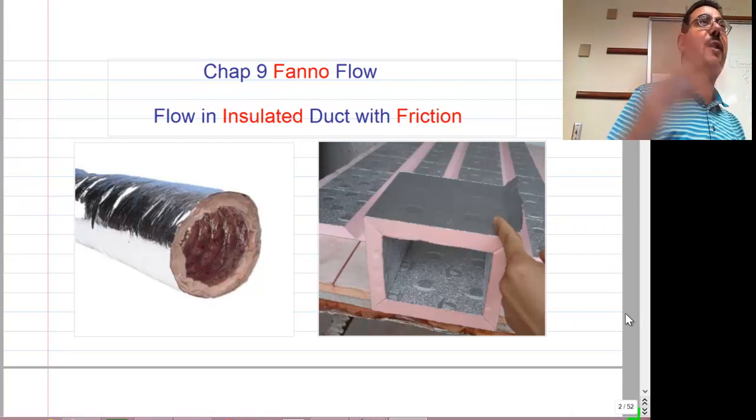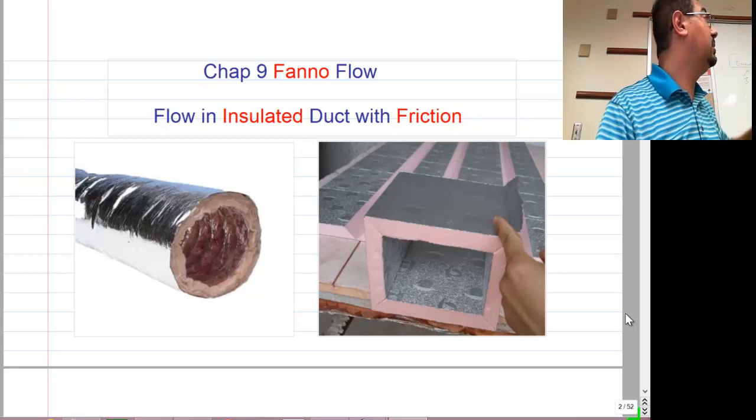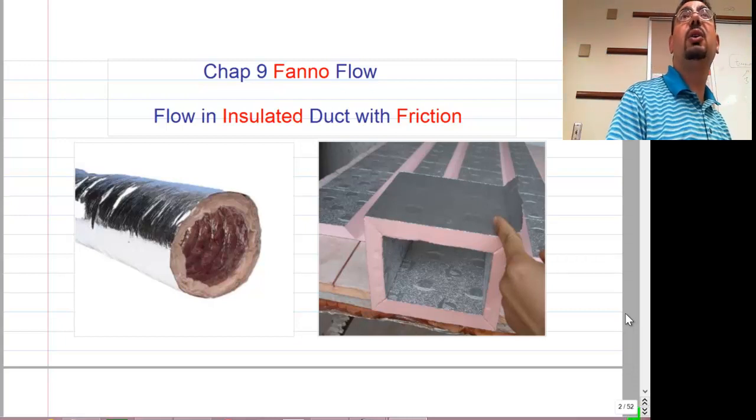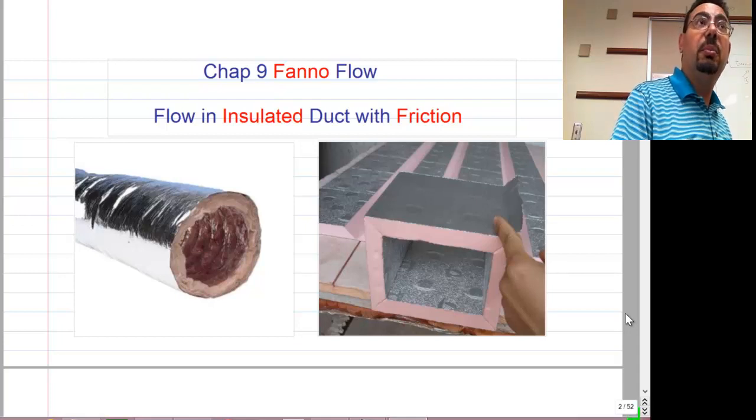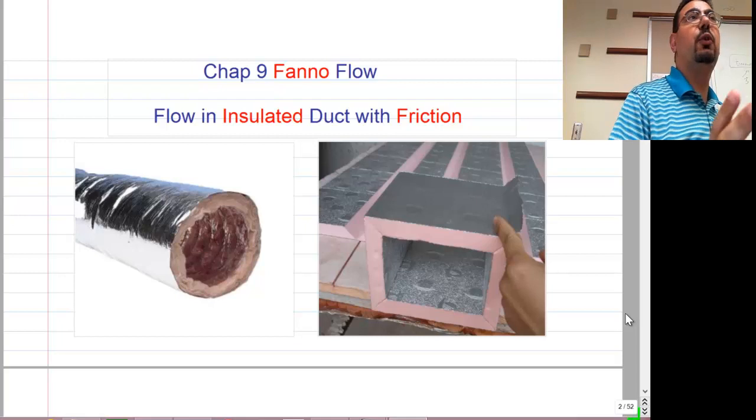This course is actually for even air duct. So this is a perfect example of insulated duct with friction. All the air duct in our buildings, basically it's in this chapter, right? So it doesn't have to be supersonic. Even subsonic, this chapter applies.